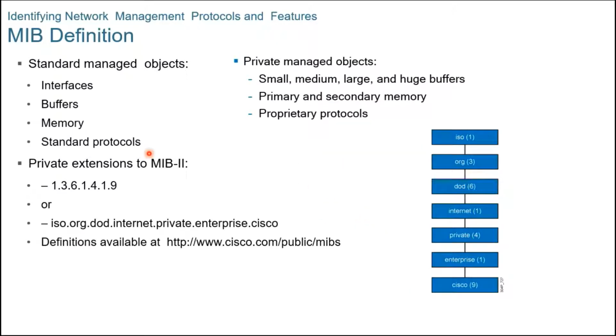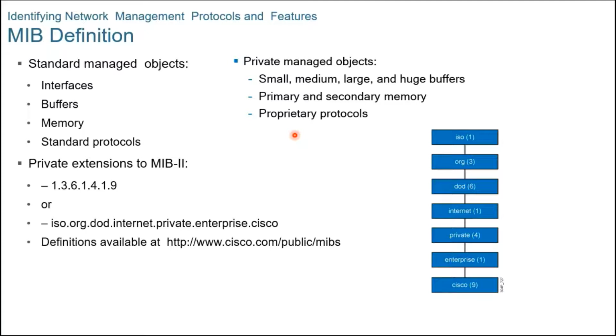MIB definition. So the Cisco private section of the MIB tree contains private managed objects, which are introduced by Cisco, such as the following objects for routers: small, medium, large, and huge buffers, primary and secondary memory, and proprietary protocols. So private definitions of managed objects must be compiled into the NMS before they can be used. The result is output that is more descriptive, with variables and events that can be referred to by names.